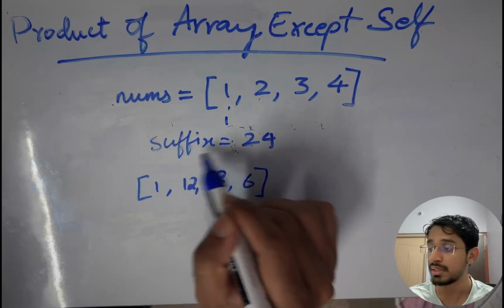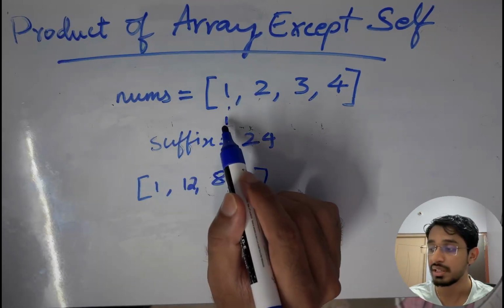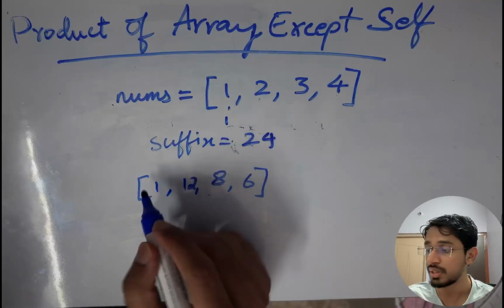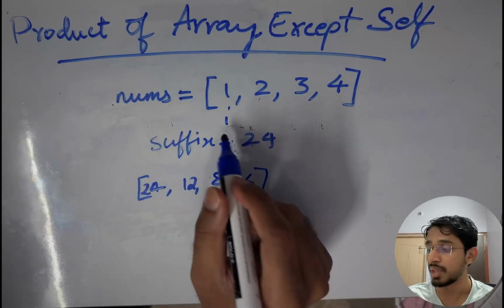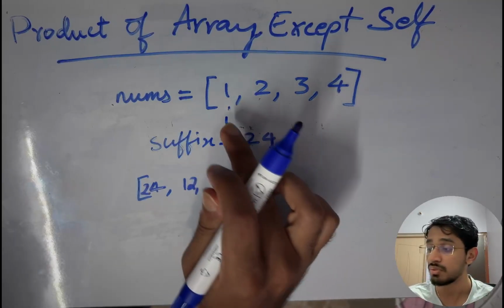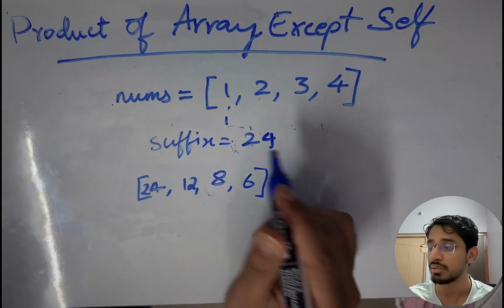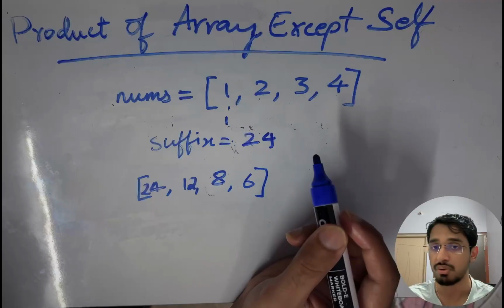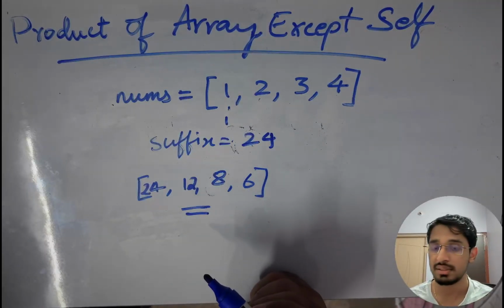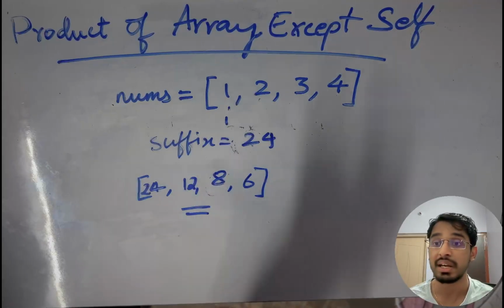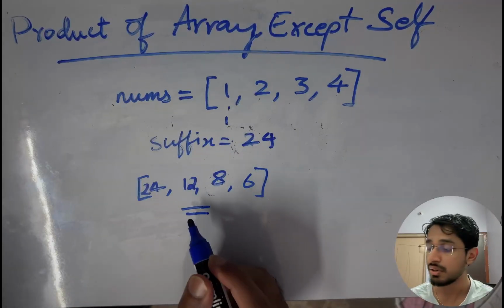Now we multiply suffix with the current index where I is at, so we update this to 24. Then we again update the value of suffix by multiplying it with the current value, so 24 into 1 is still 24. And if you see that, we have obtained the result. So this is after suffix, the second iteration where we actually find the solution.